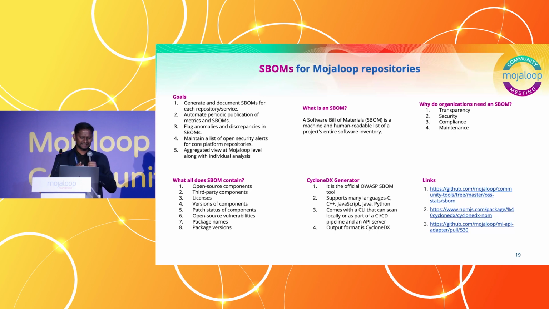So this exercise helps us dig deep, find out what's all in there in the system, and then identify the attributes of each of those components. Like, okay, what is the license of this? What is the maintenance status? Are there any anomalies? Are there any license issues? What are the versions? What is the patch status? So with that, we were able to actually harden our Mojaloop releases even more.